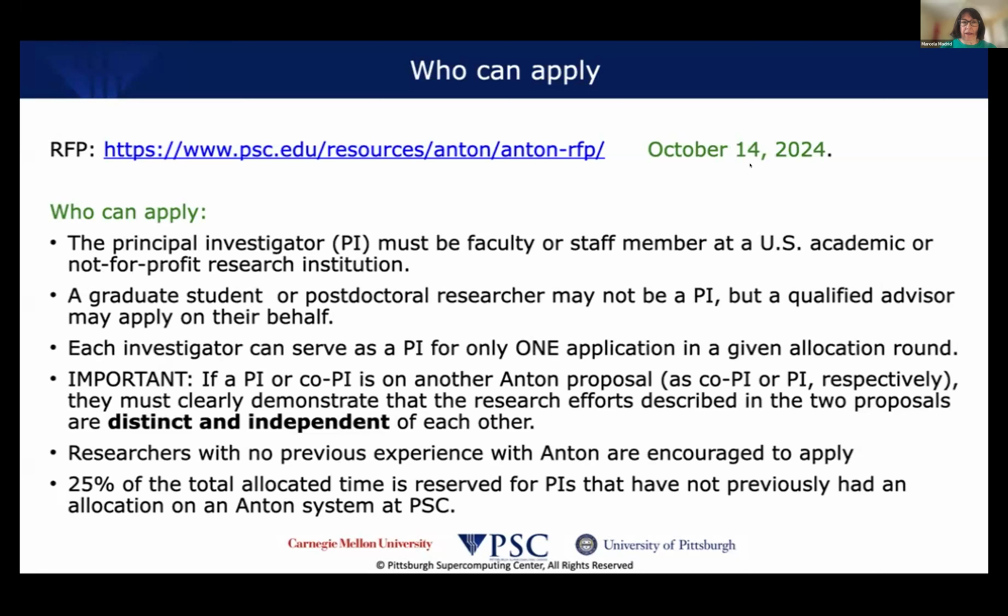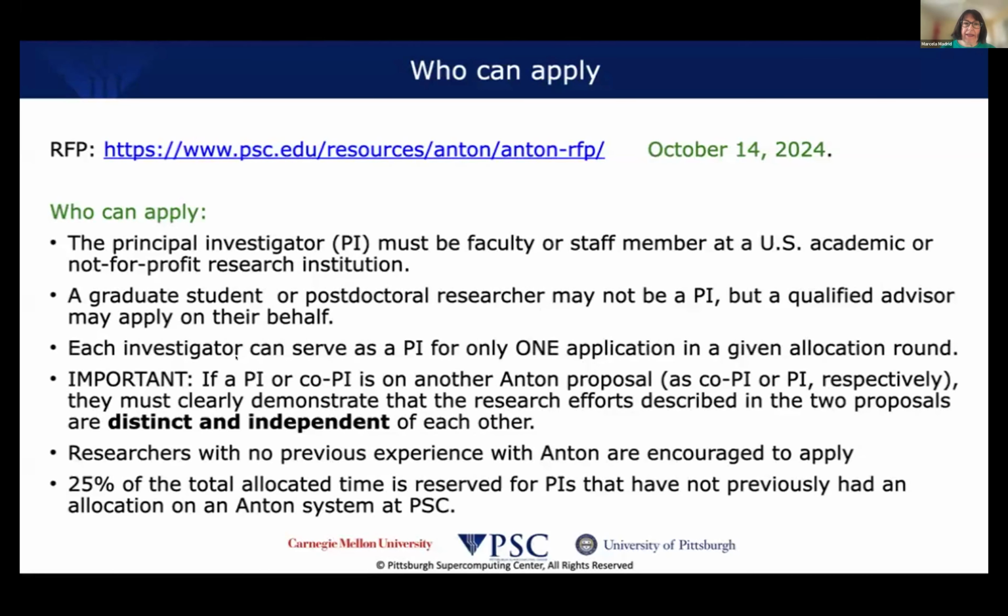Any researcher can apply, but the principal investigator must be a faculty or staff member at a US academic or not-for-profit research institution. This means a grad student or postdoc cannot be a PI, but the qualified advisor can apply on their behalf and then ask that the person be included in the grant. International collaborations are also allowed, but the principal investigator must be associated, as I said, with a US university or other not-for-profit institution. This is very important because it's a source of problems.